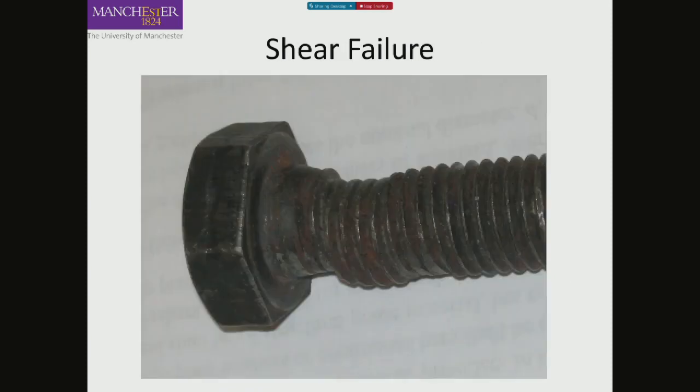So shear failure could happen in structures. For example, one side sliding over another could happen to a bolt. If you imagine this bolt is holding two plates, and then you have got a force from one side, it could be sheared off in the middle, for example.